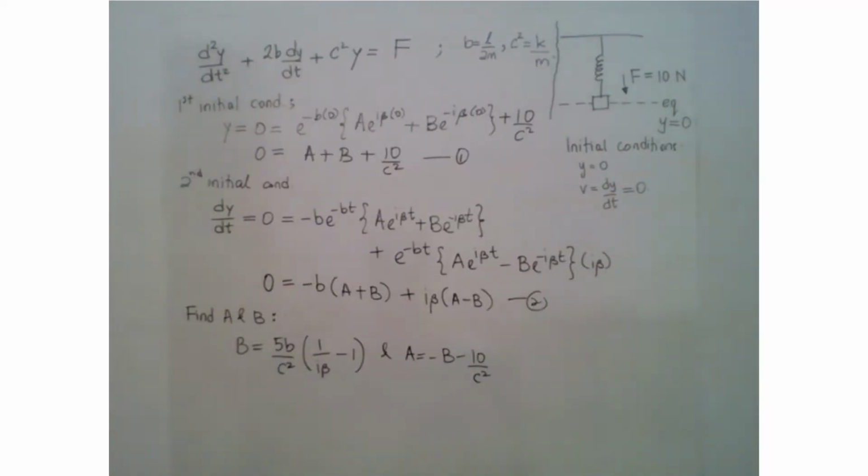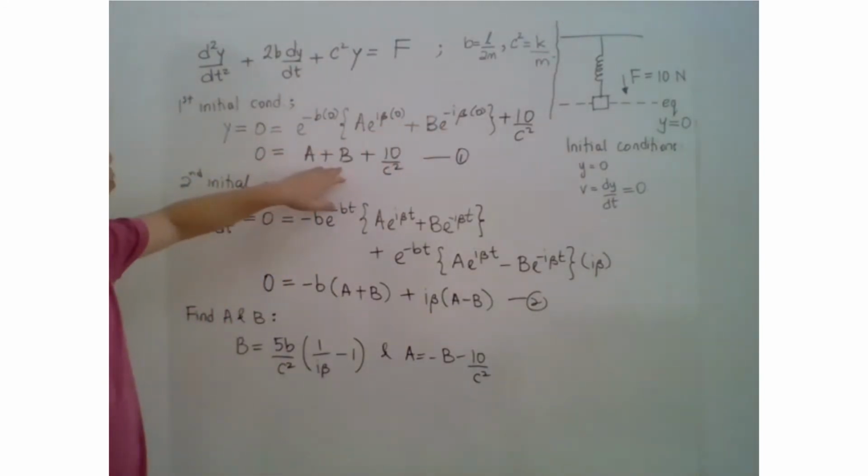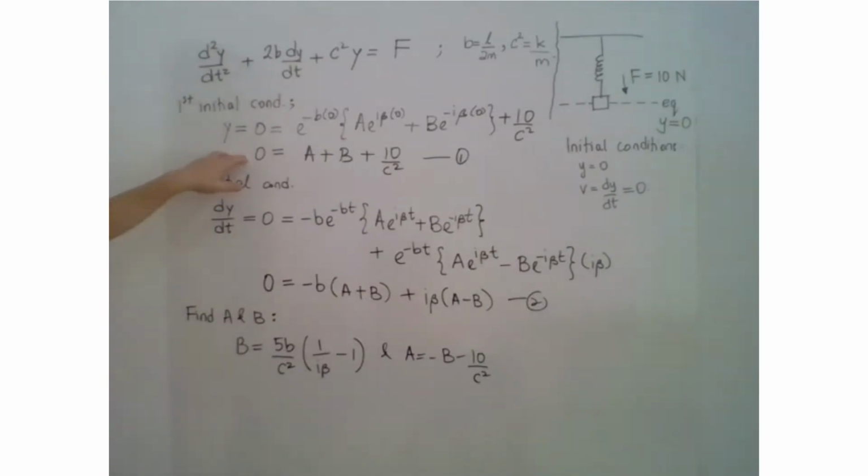So now we will apply the initial conditions in order to find our coefficients A and B. The first initial condition is that the object is at equilibrium at the starting point. So we put y equals 0 and t equals 0 in the equation, and you will get a plus b plus 10 over c squared equals 0. So this will be the first equation.